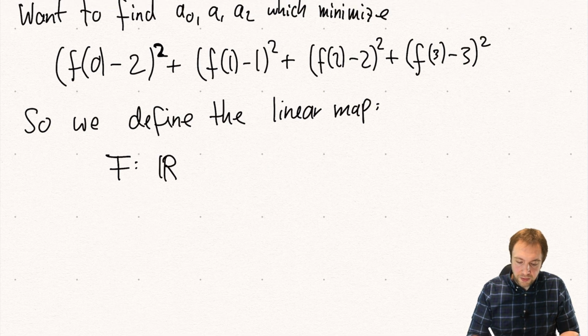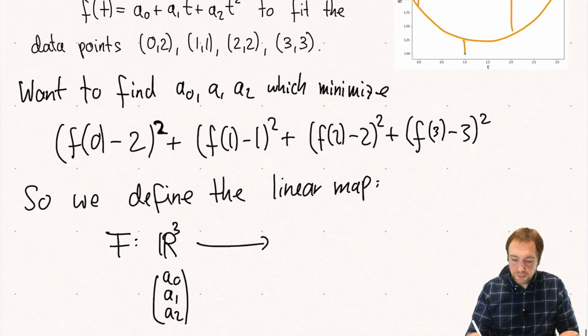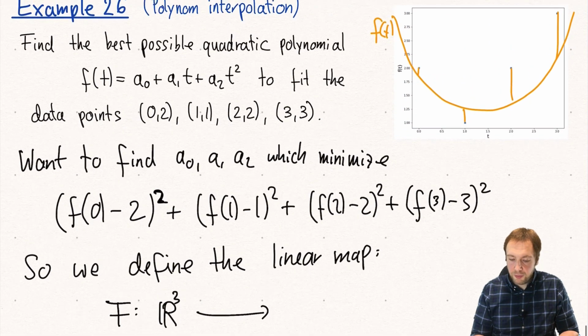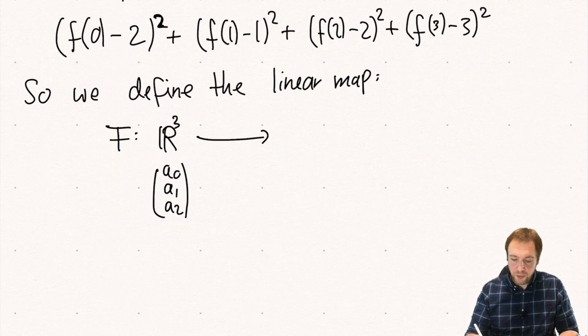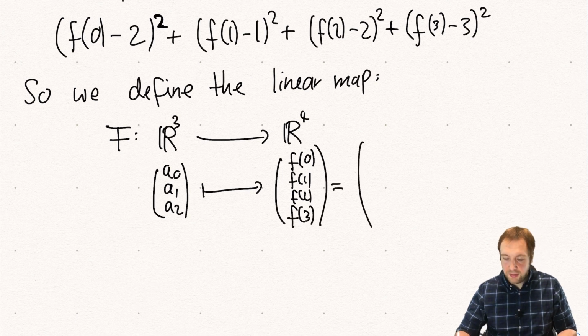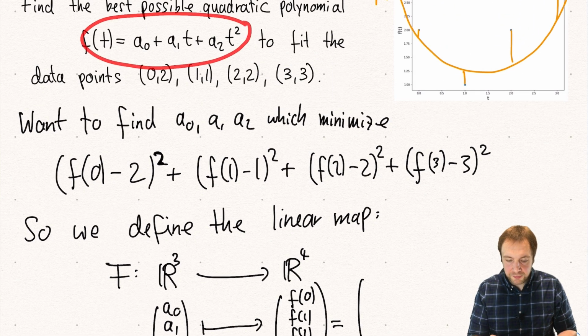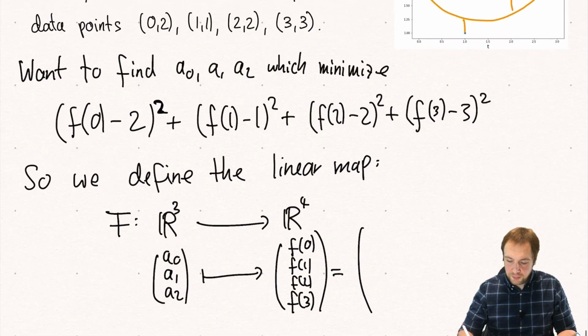Well, we want to find, so we have 3 parameters, this a0, a1, a2, and we send it to something in R4 because we have these 4 points. So we want to send it to R4, where we send this a0, a1, a2 to these values f0, f1, f2, f3. And so in this example here, well, f0 is just, we plug 0 into this thing here.